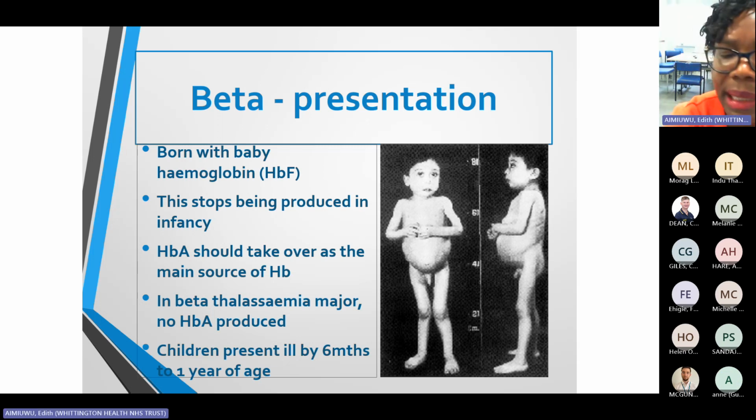Children present ill, usually from my experience, between the age of even up to 4 months. I've seen some who need a transfusion right about that time, but usually it should be between 6 months to 1 year of age.